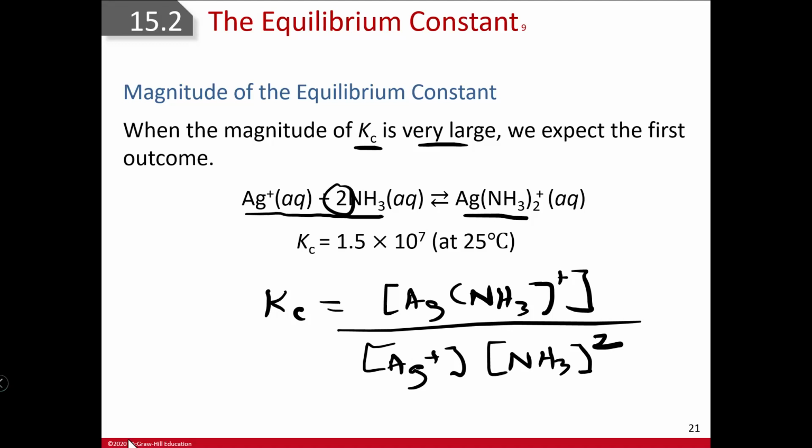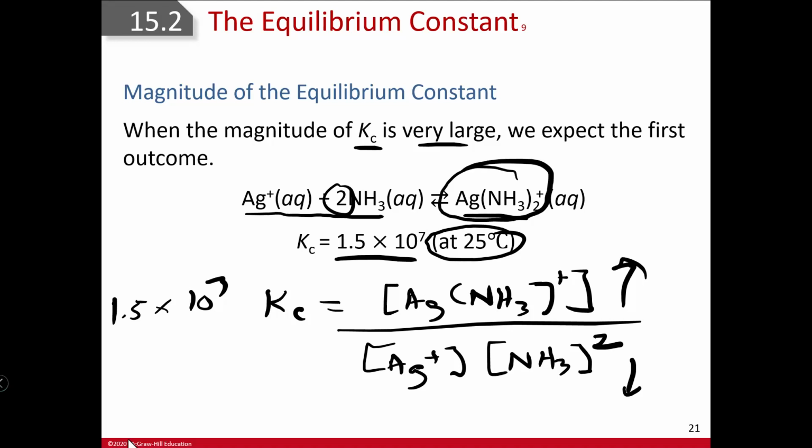So you know to get a number that large, 1.5 times 10 to the 7th at 25 degrees Celsius, remember temperature is important, this number has to be huge and these numbers have to be small. So that tells you at 25 degrees Celsius, the product is going to dominate at equilibrium. Now, that may change as we change the temperature. That's why they have to quote the temperature. You have to quote the temperature because equilibrium constants are temperature dependent.